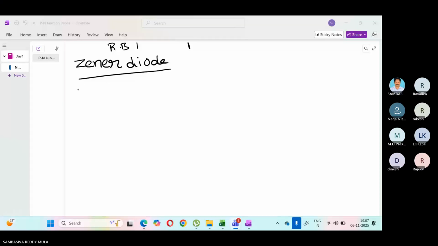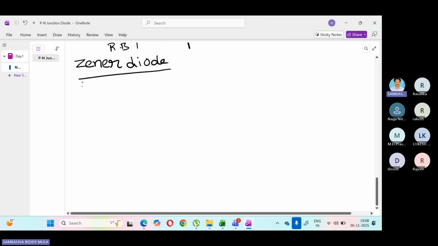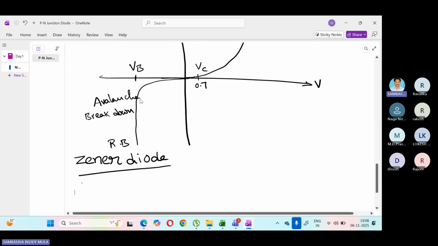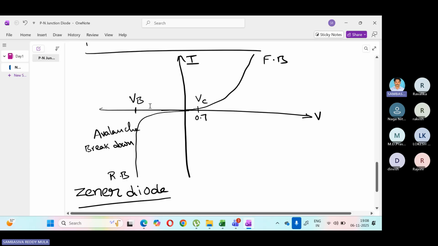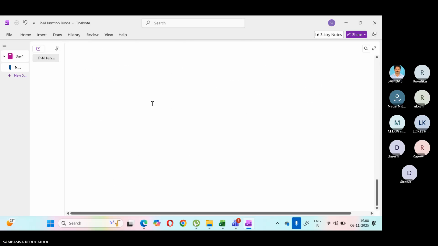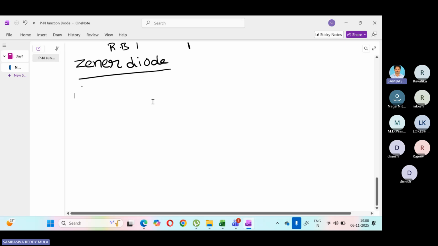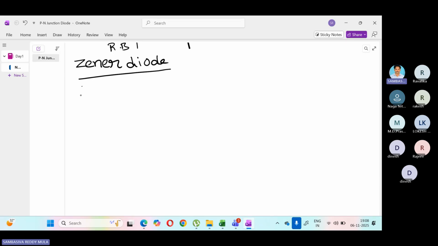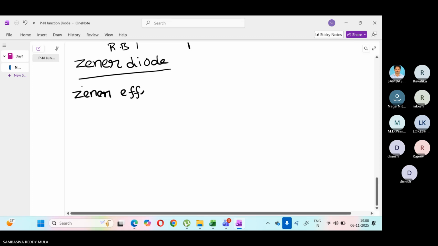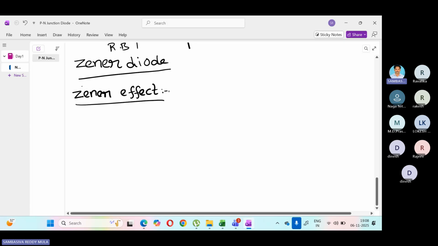Semiconductor device. Coming to its characteristics, the Zener diode conducts both in forward bias as well as in reverse bias. In yesterday's class, we have seen the PN junction diode and its characteristics. Okay. So first, let us define the Zener effect. In the last class, we have seen the avalanche effect or avalanche breakdown.